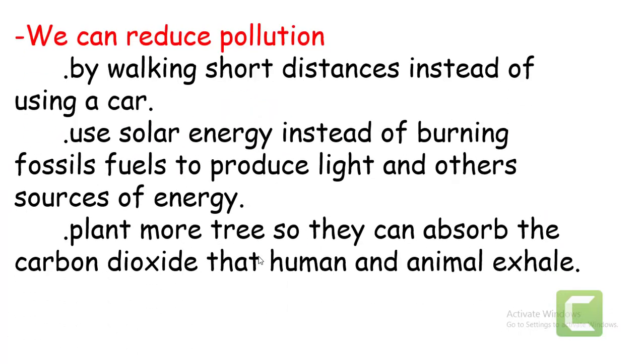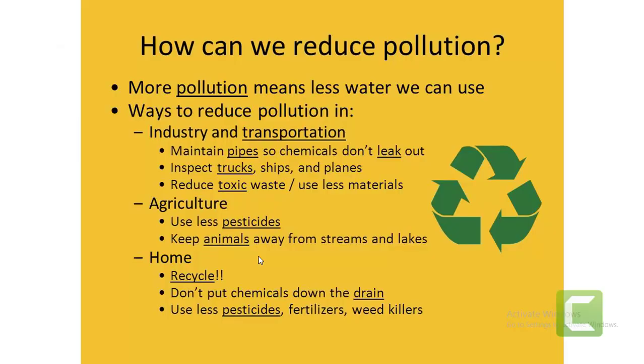So we can reduce pollution by walking short distances instead of using a car or motorbike. Use solar energy instead of burning fossil fuel to produce light and other sources of energy. Plant more trees so they can absorb the carbon dioxide that humans and animals exhale. Here are some key things that we can do to reduce pollution, from industry and transportation, from agriculture, from home, like we talk about right now.